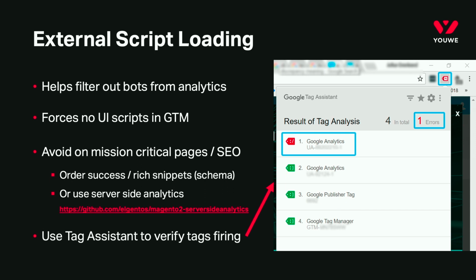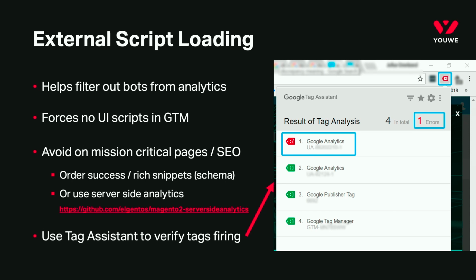Also, some added benefits. It helps filter things like bots out. It forces you to keep UI scripts out of things like Tag Manager. They should be in your project code and version controlled. And as I mentioned, so things like the order success page, you want to be avoiding it there just in case. It's almost impossible to not have a user interaction, even if you're just trying to close the tab. But just in case, it's bypassed on the order success page. But also, if you want to be absolutely sure, there is a great server-side analytics module from our friends at Algentos that are here somewhere.